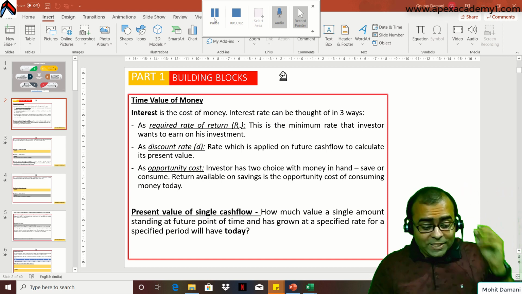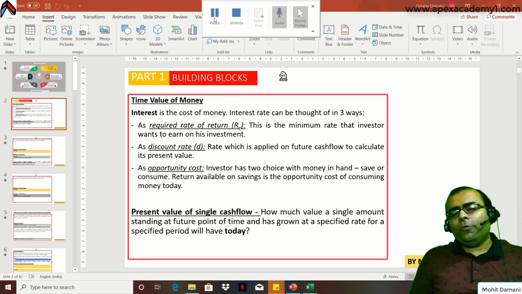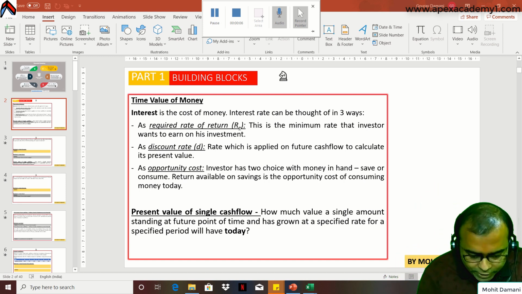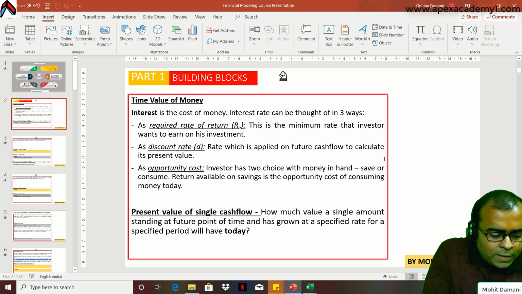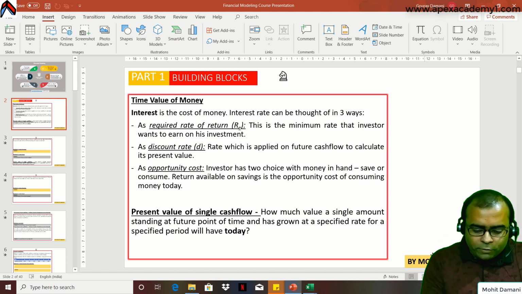Okay, so present value of single cash flow. Now, what do you mean by present value of a single cash flow? First, we need to understand. So, let's move into that portion. Present value of a single cash flow.